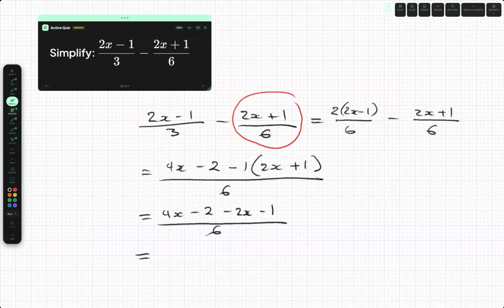Collect our like terms rather, and we have our constant values. And now that we've identified our like terms, let's collect them. So 4x minus 2x is 2x. And negative 2 minus 1 is minus 3, all over 6. And that's our final answer.